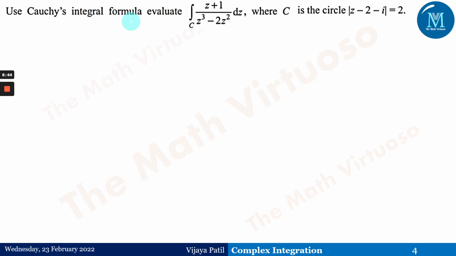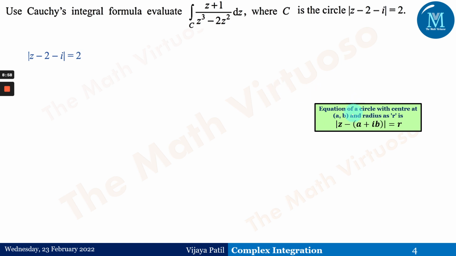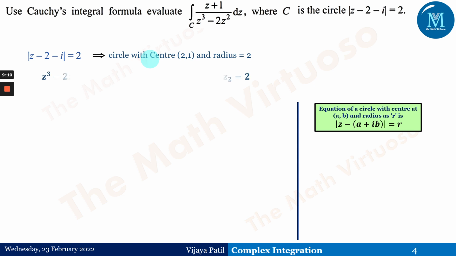Use Cauchy's integral formula. Evaluate the integral of (z plus 1) upon (z cube minus 2z square) dz over the curve C. C is the circle mod of z minus 2 minus i equals 2. Now again, what does this particular circle mean? According to the equation of a circle with center at (a, b) and radius small r, we can draw the circle with center (2, 1) and radius equal to 2.